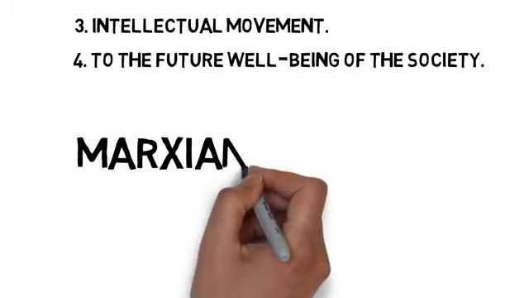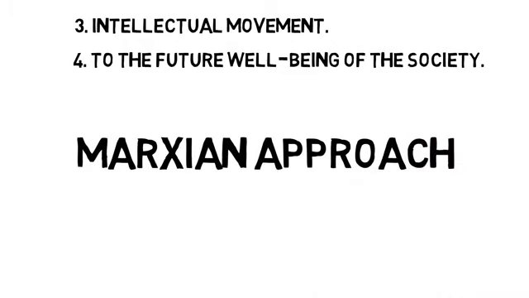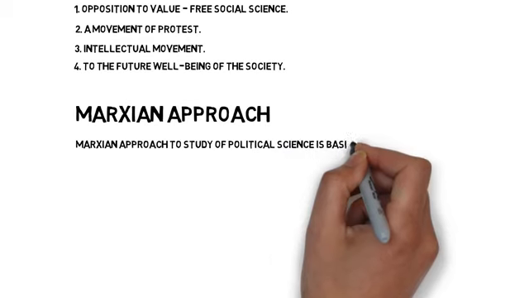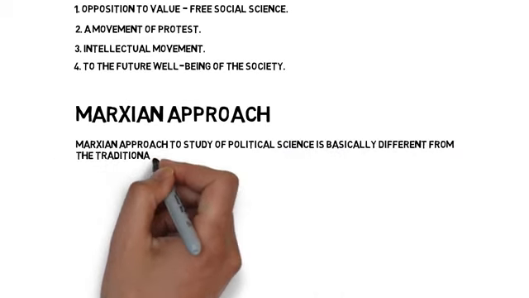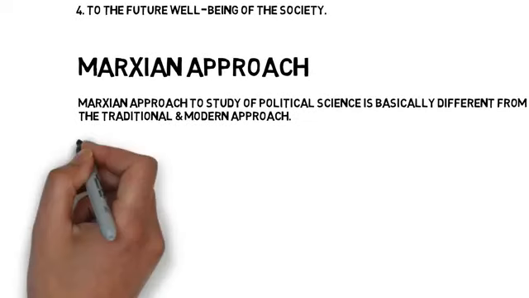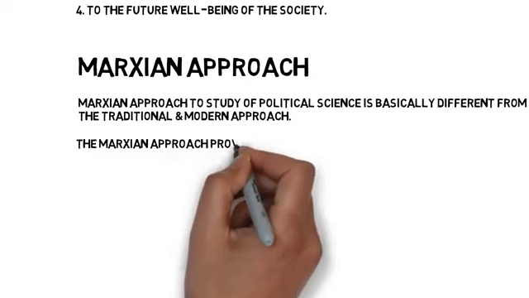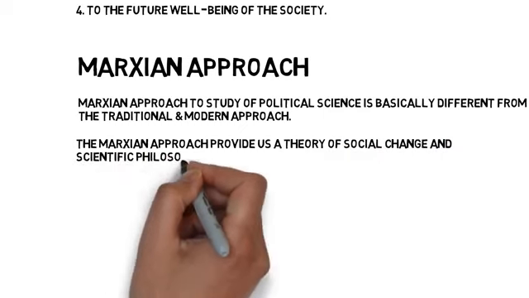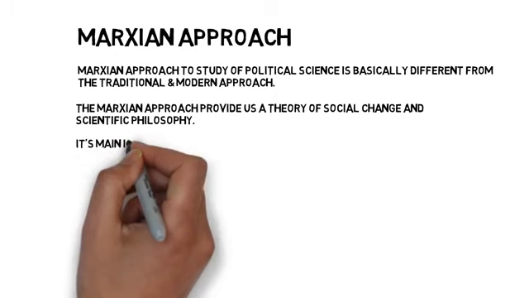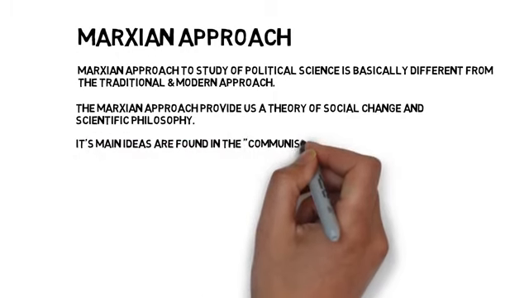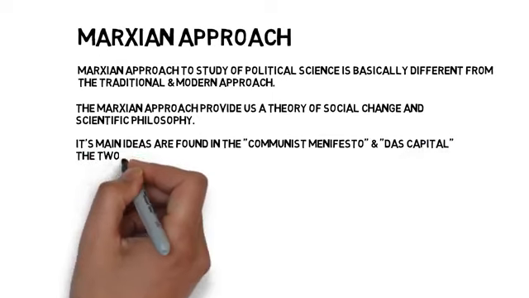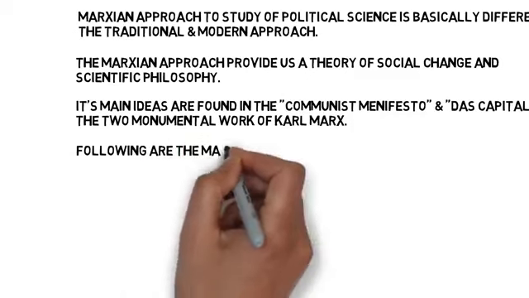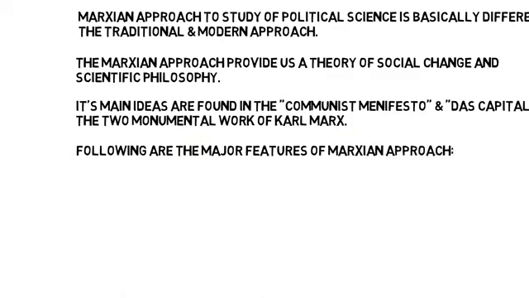Now let us talk about the last approach, which is Marxian approach. Marxian approach to the study of political science is basically different from the traditional and modern approach. The Marxian approach provides us a theory of social change and scientific philosophy. In fact, its main ideas are found in the Communist Manifesto and Das Kapital, the two monumental works of Karl Marx. Following are the major features of Marxian approach.